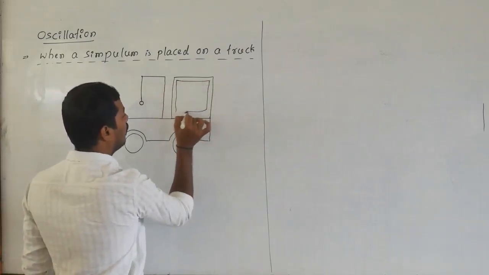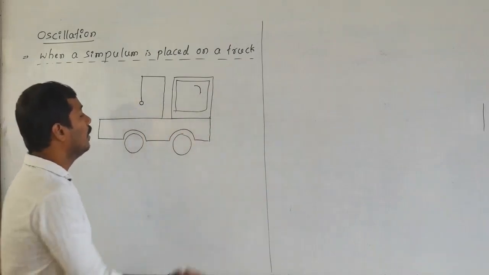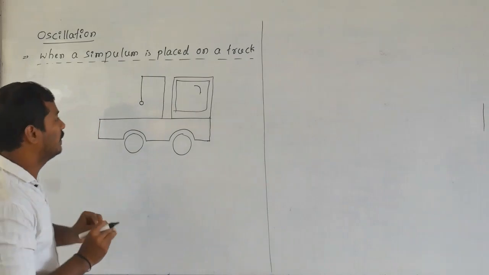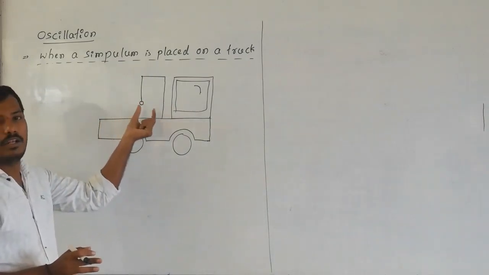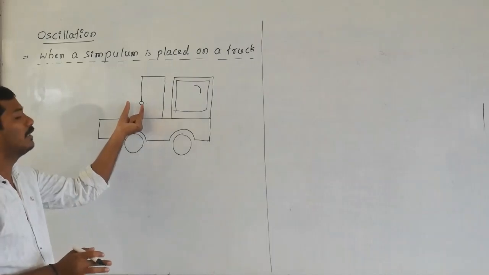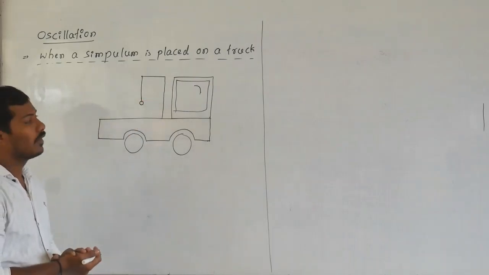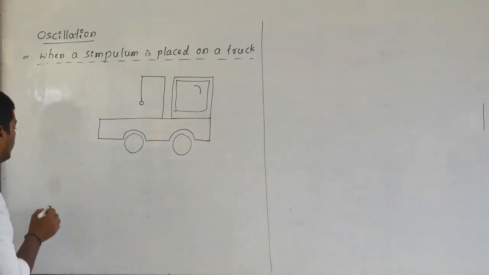Here a driver is also there, and the truck is moving. Truck is initially at rest. When the truck is initially at rest, the pendulum cannot oscillate from its mean position. It is always at rest. Okay, I will take the first condition here.